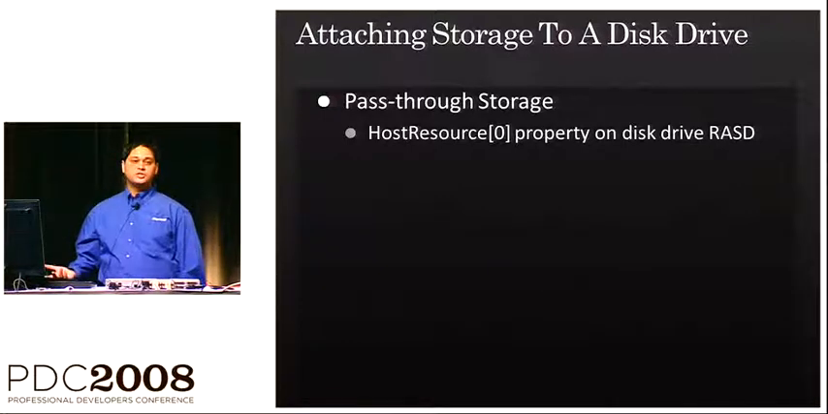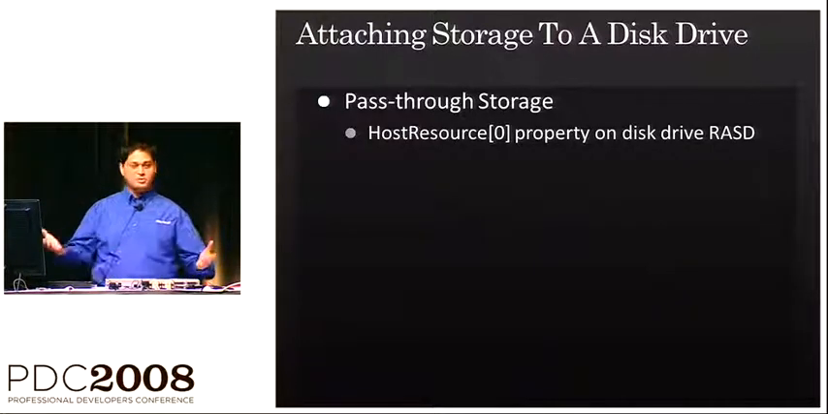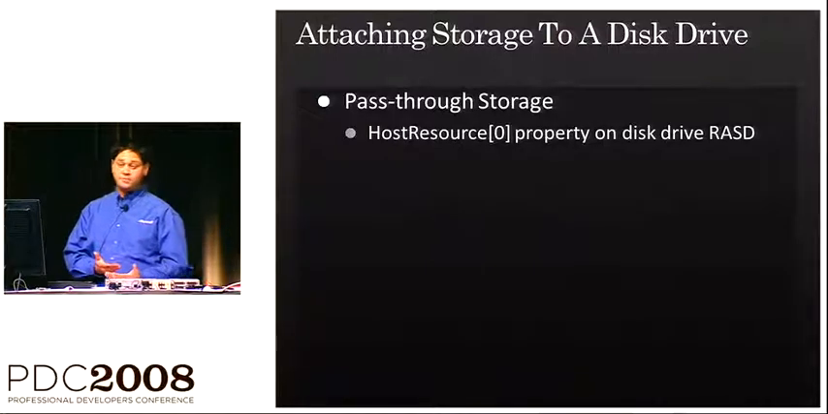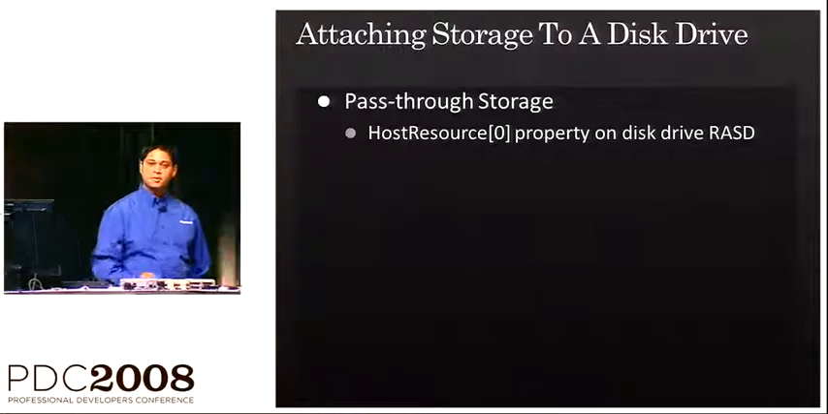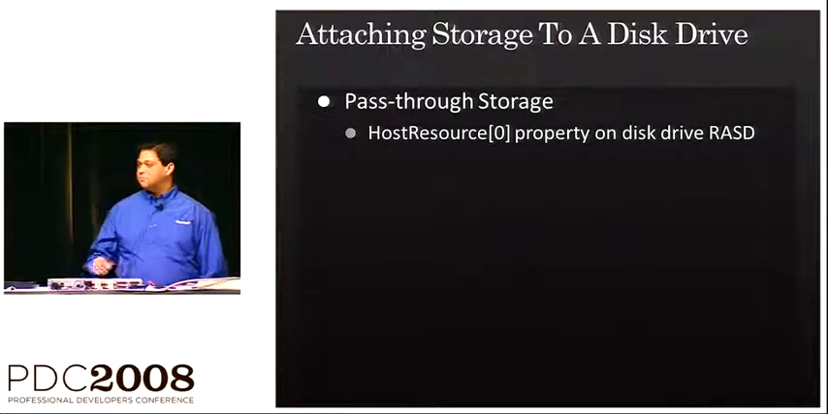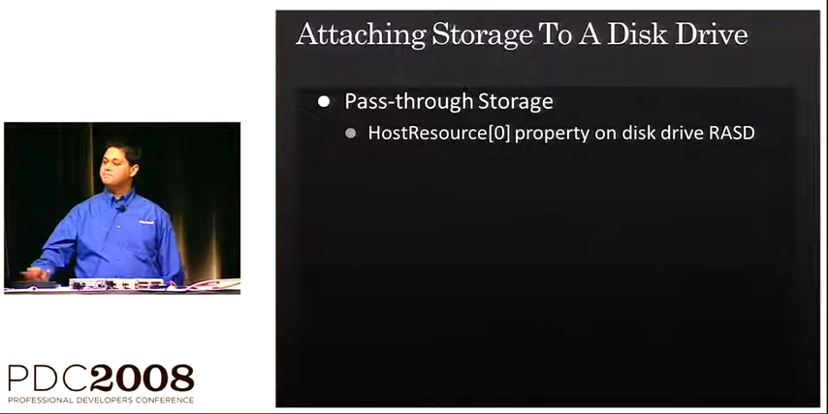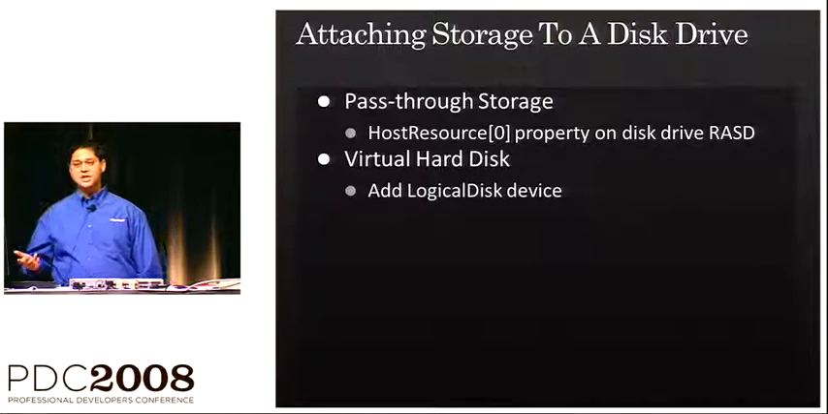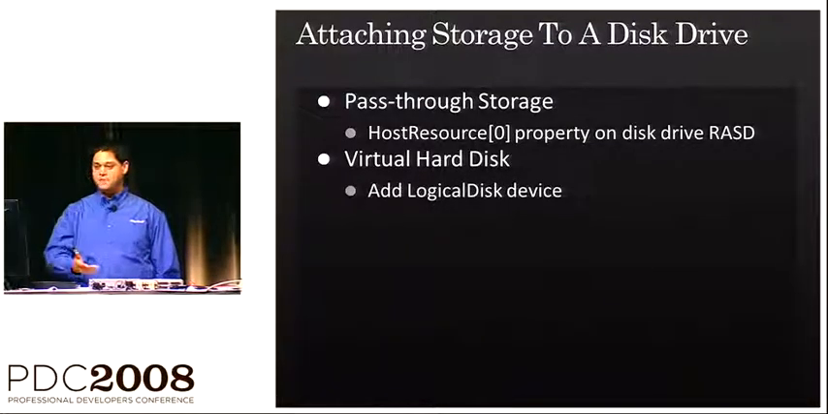So, attaching storage to a disk drive. With the pass-through storage, again, you use the host resource property. It happens to be an array. In Hyper-V, we only use the first element of that array. And so you would set the host resource property on this disk drive RASD to point to the storage volume on your physical system. With a virtual hard disk, it essentially is the same thing that we just did to add the disk drive to the VM.